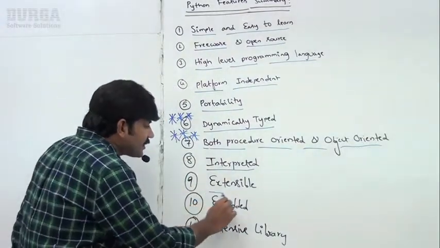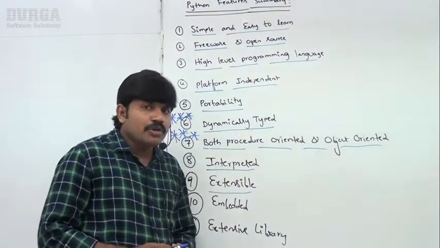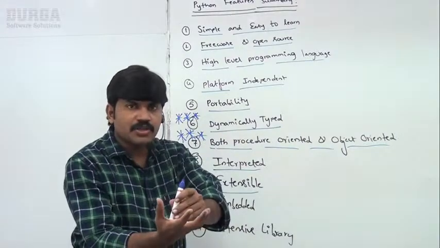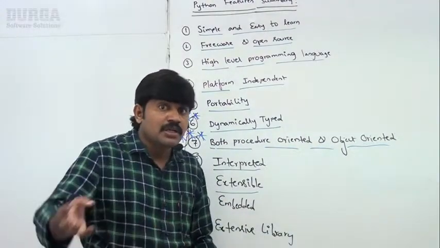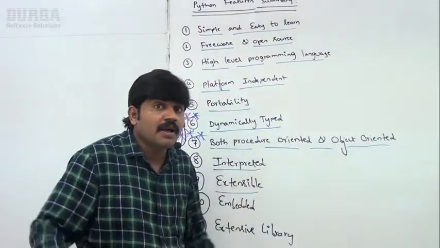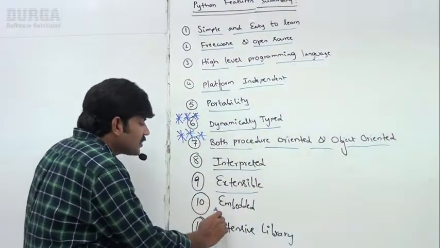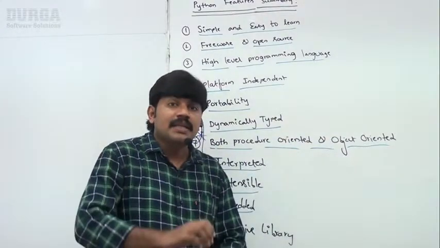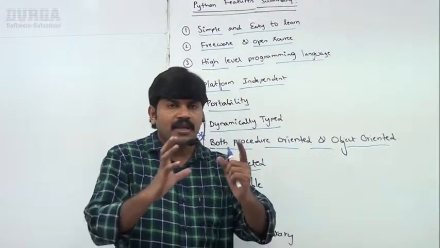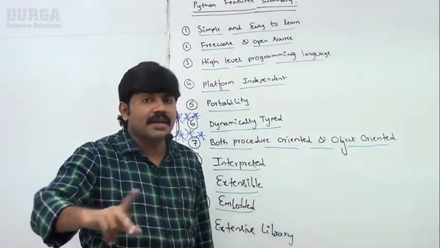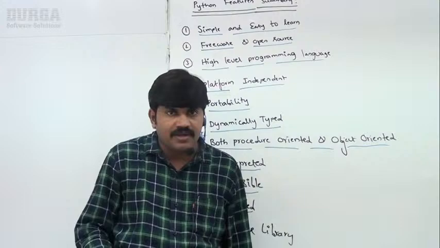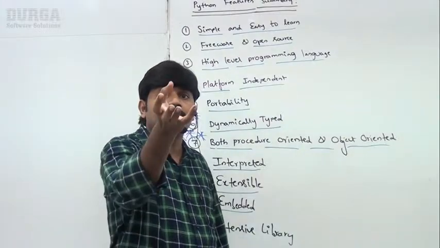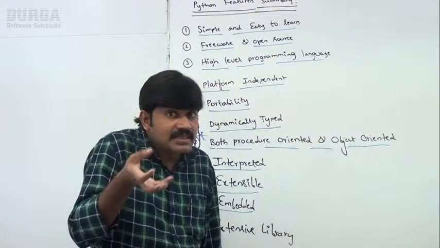Next, extensible means you can use other language applications in Python. Inside Python, you can use a Java application, a .NET application, a C language application, right? Python application will become extensible. Next, embedded, sir. You can use your Python application inside a C application, Java application, right? Python applications can be embedded anywhere, which is nothing but what? Embedded. If you have embedded capability, your application will become powerful. The scalability of the application is going to be raised like anything, sir.